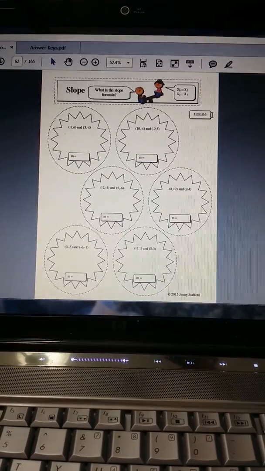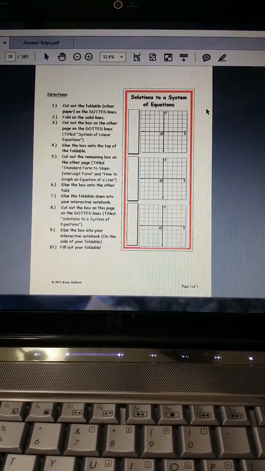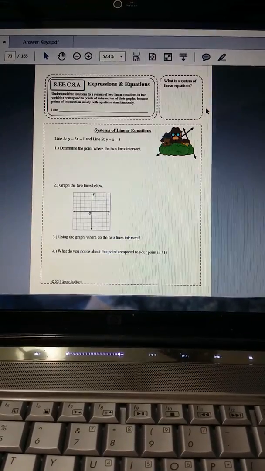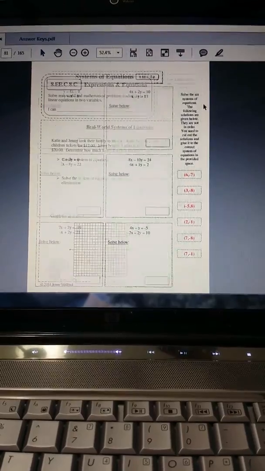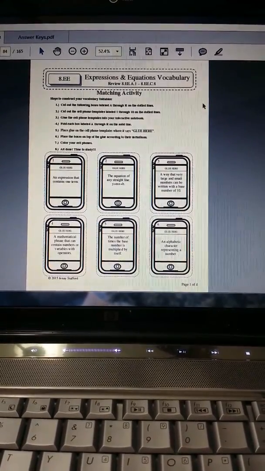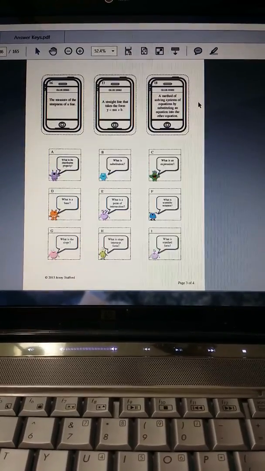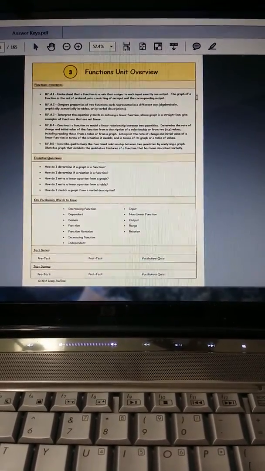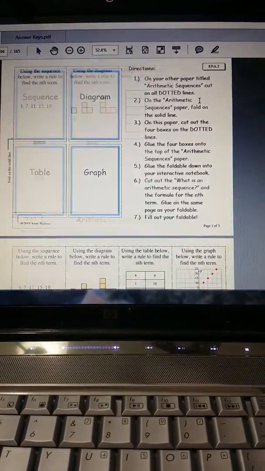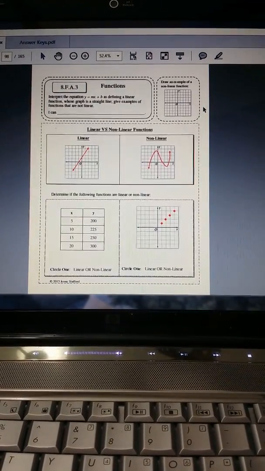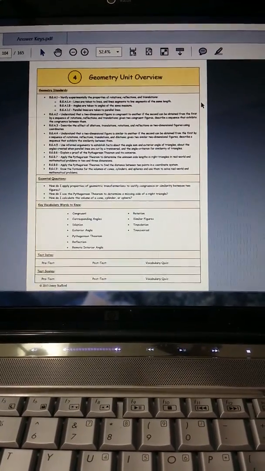Okay, and we're almost down to the bottom. Got quite a bit for expressions and equations, because there's a lot going on in there. Okay, and so here is the matching activity for the very end. And then the next one is functions. Going through functions. There's some sequences. Okay, and here's the functions matching.